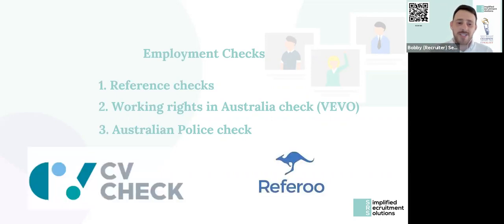So as a business, a recruitment company, we use CV Check, and they cover lots of different checks. They do references, Working Rights Australia, they do police checks. If you're looking for an experience check, a certain kind of qualification, they'll do that. And it's really streamlined, it's really easy, and it all connects into the ATS.